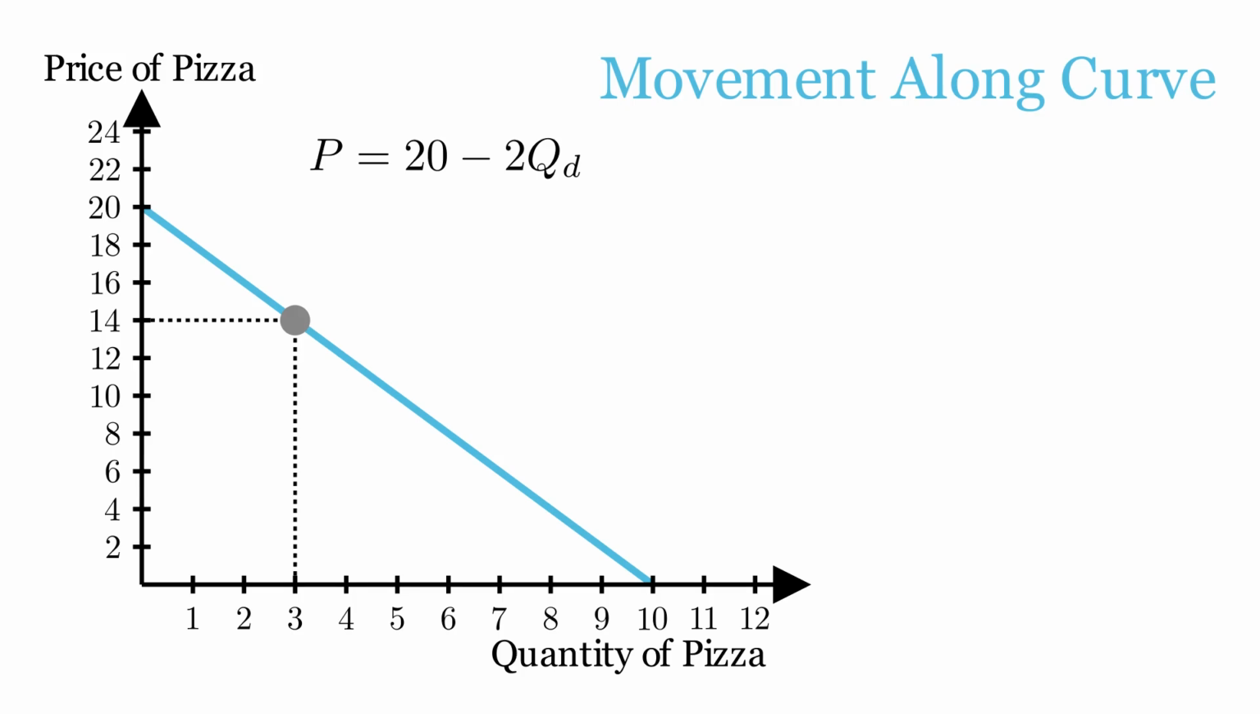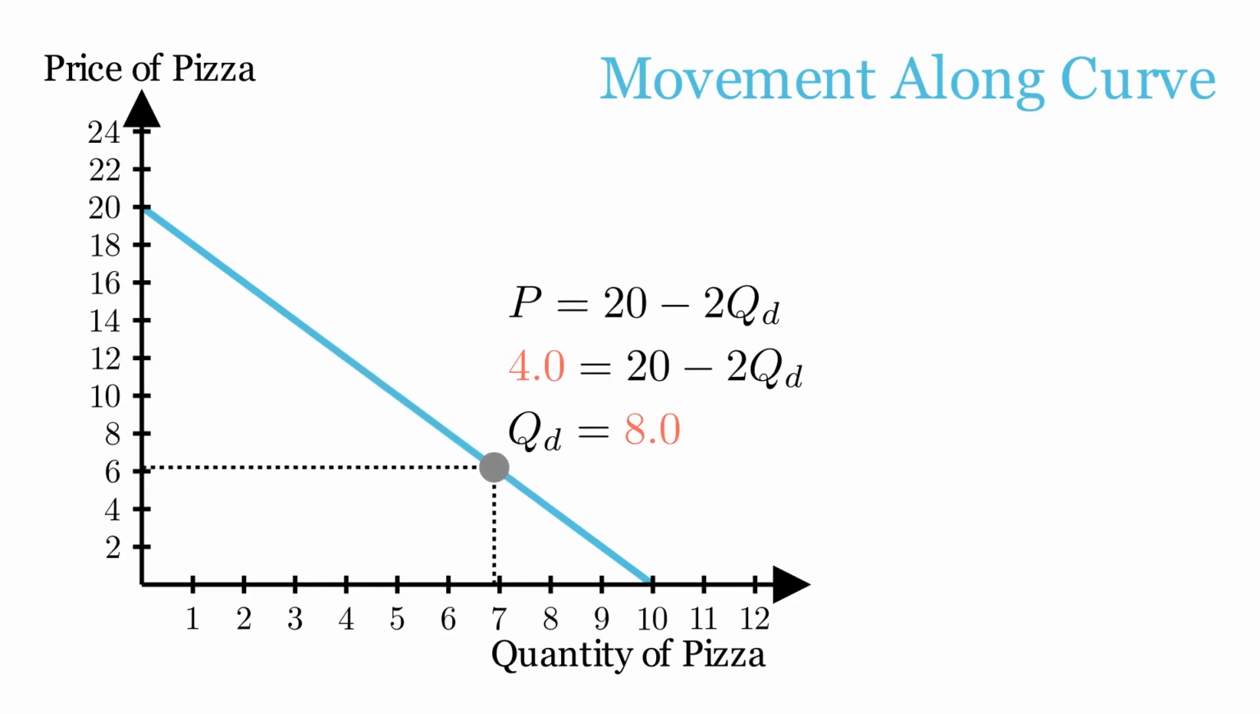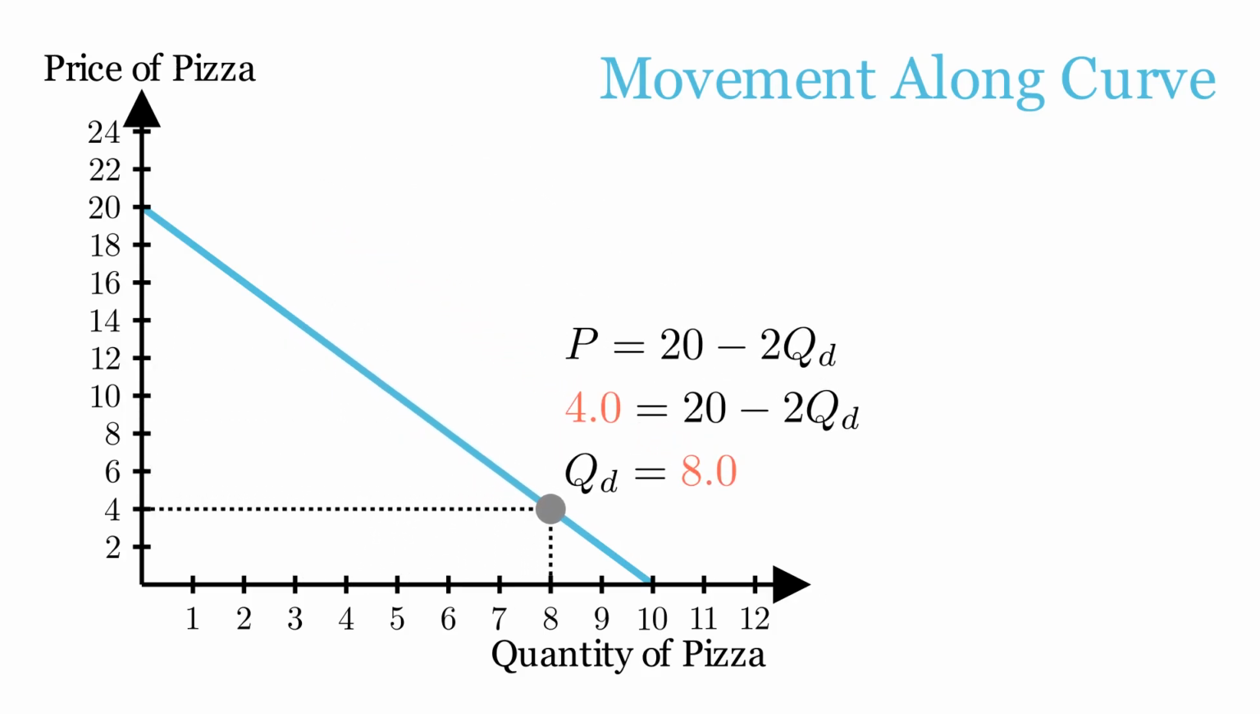Now suppose the price is 14. After substituting this value into the equation and solving it, we get a quantity demanded of 3. This price and quantity combination represents the current point on the demand curve. Next, let us reduce the price from 14 to 4. As the price changes, the quantity demanded increases from 3 to 8. At the same time, the point on the graph moves along the demand curve towards the new combination of price 4 and quantity demanded 8.